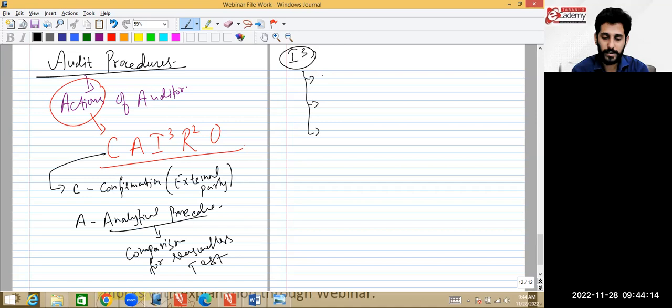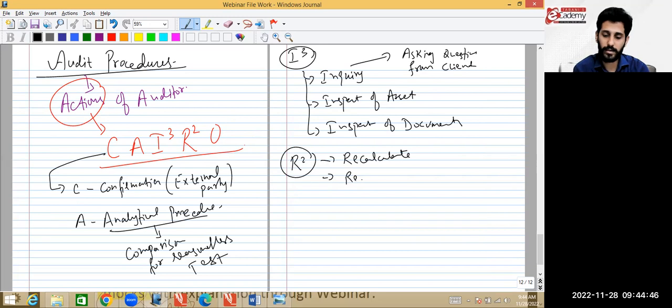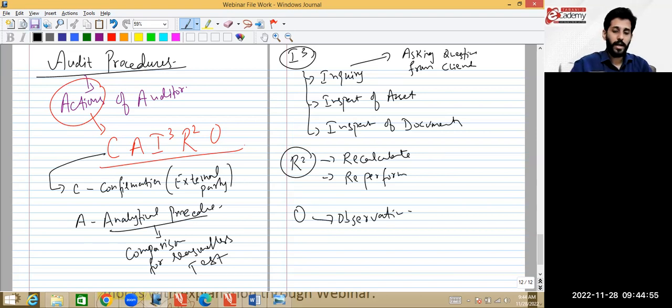I3, that is inquiry. Inquiry means asking questions from the client. Inspection of assets, and inspection of documents. R2: there is recalculate, and there is reperform, and O is for observation.